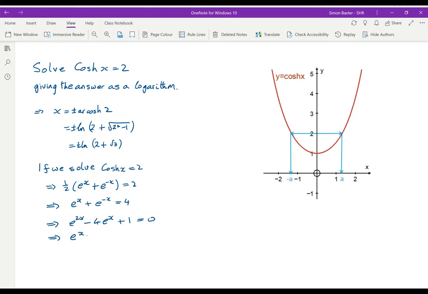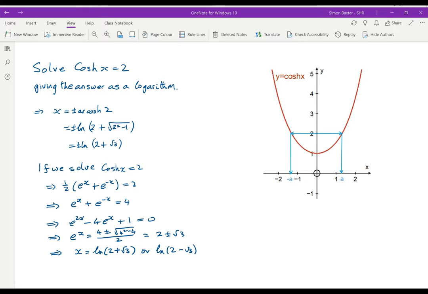Quadratic equation: e to the x is minus b plus or minus square root b squared, which is 4 squared, minus 4ac, over 2a, and that simplifies to 2 plus or minus root 3. And so, they're both positive, those roots, x is log of 2 plus root 3, or log of 2 minus root 3.